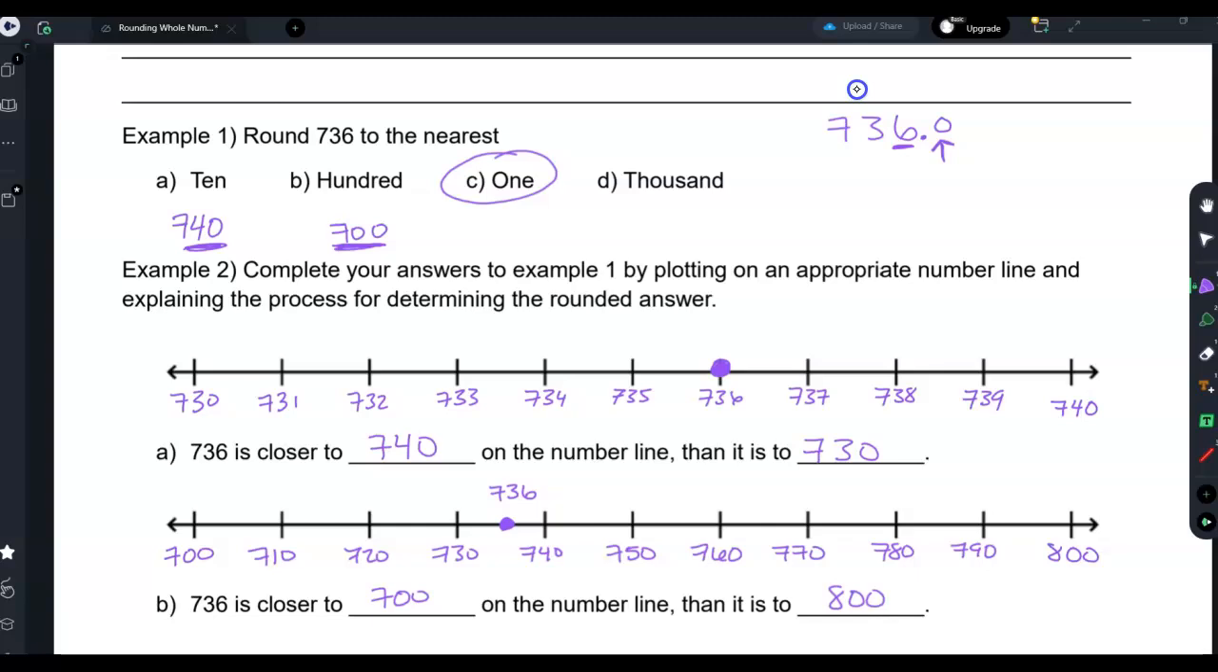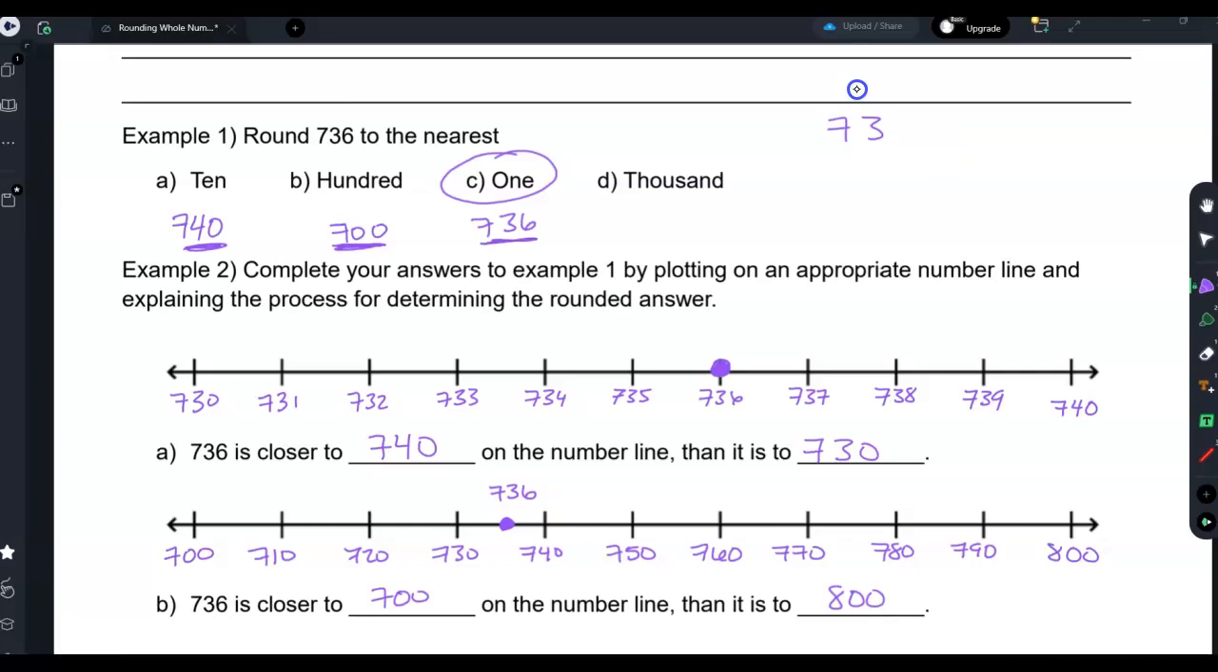And so if that digit is 5 or higher, we round up. If the digit is 4 or lower, we round down. 0 is definitely 4 or lower, so we would round down, meaning that the 6 stays a 6. And then everything behind that becomes a 0, because everything behind that is already a 0. It's already implied that there's a decimal point and zeros behind that decimal point. So this just stays at 736. So that's using the conventional rounding rules.